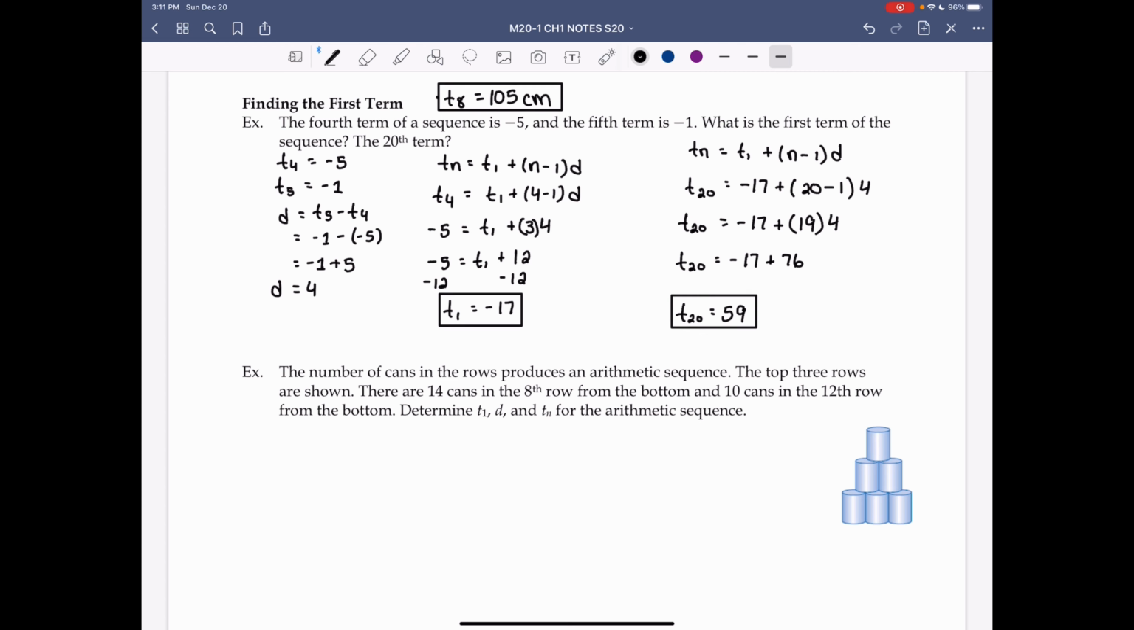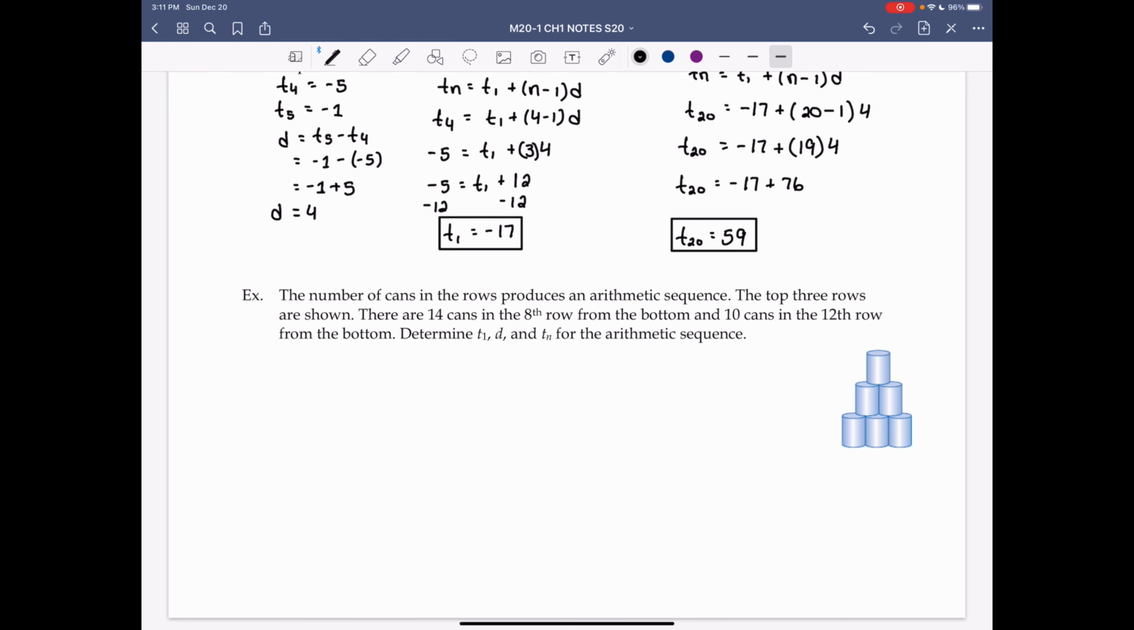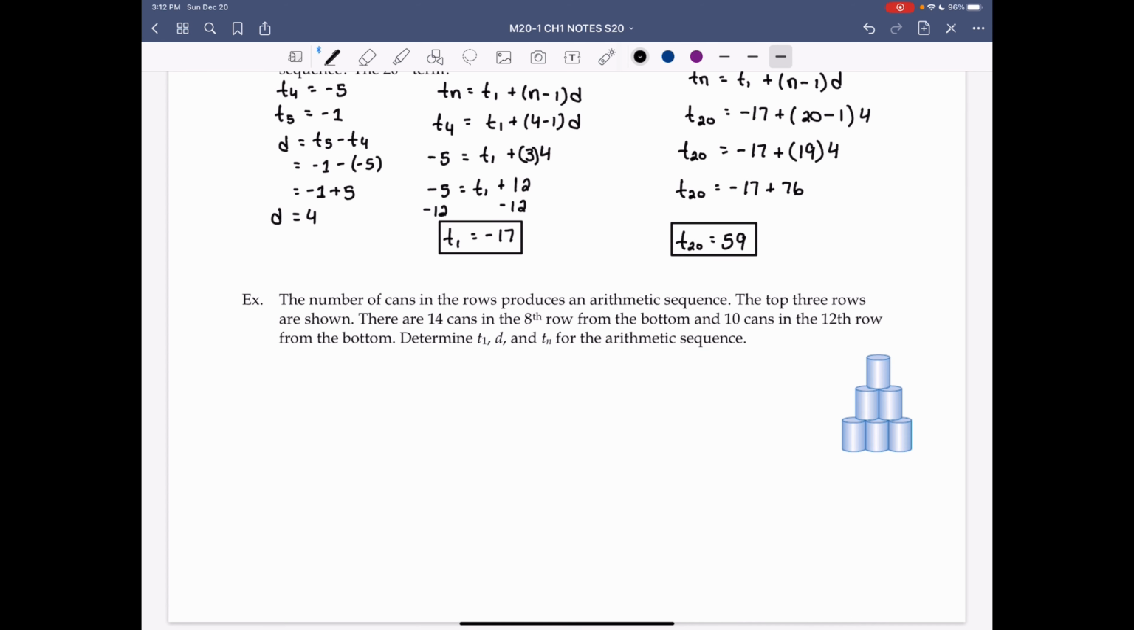The number of cans in the rows produces an arithmetic sequence. The top 3 rows are shown. There are 14 cans in the 8th row from the bottom and 10 cans in the 12th row from the bottom. Determine T1, D, and Tn for the arithmetic sequence. So T1 would be the bottom row. What we're seeing is the top 3 rows. What information can we get from the picture here? The third from last row has 3 cans.